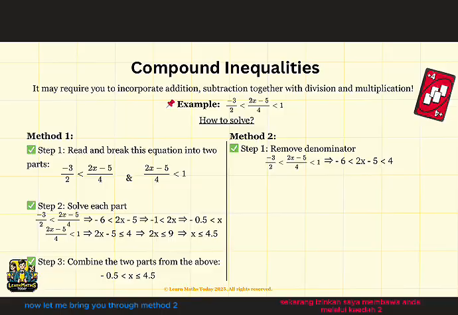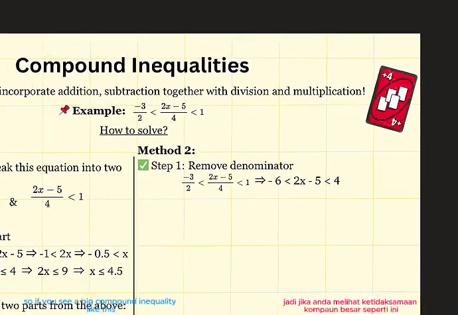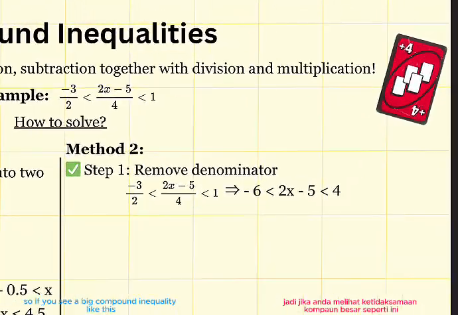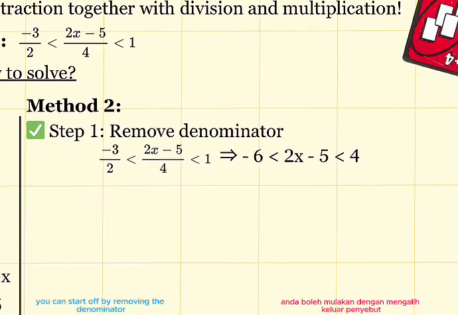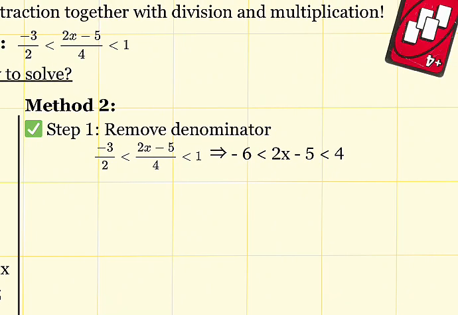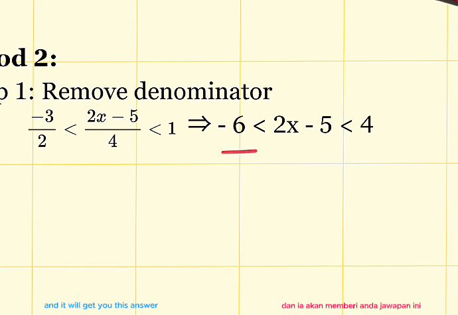Now let me bring you through method 2. So if you see a big compound inequality like this, you can start off by removing the denominator. And how will you do that is to multiply everything by a common multiple. So what is a common multiple of 2, 4, and 1? The answer is 4. So you'll multiply everything by 4 and you will get this answer.